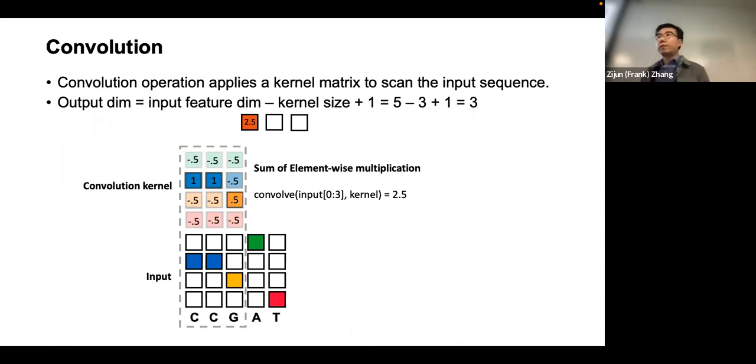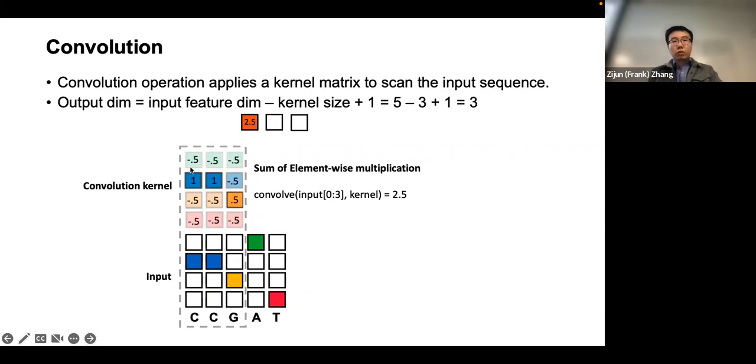The intuition is very simple. Because CNNs only look at a small local patch of your DNA sequence input, we will scan these kernels from left to right, and at each sliding step, we will compute the sum of element-wise multiplications.